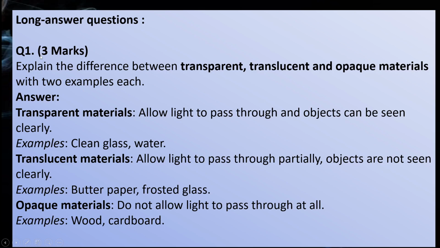Long answer questions. Question number 1, 3 marks. Explain the difference between transparent, translucent, and opaque materials with two examples each. Answer. Transparent materials allow light to pass through and objects can be seen clearly. Examples, clean glass, water. Translucent materials allow light to pass through partially. Objects are not seen clearly. Examples, butter paper, frosted glass. Opaque materials do not allow light to pass through at all. Example, wood and cardboard.